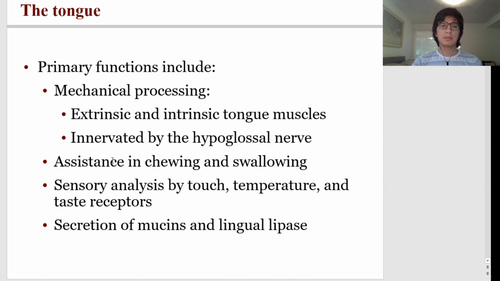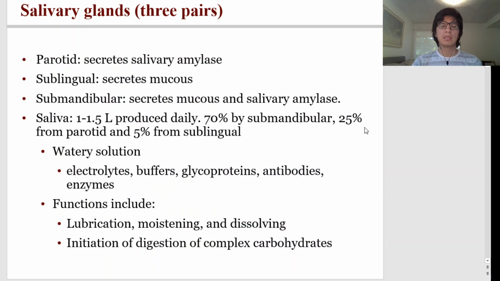Within the tongue you will have analysis of touch, temperature, and taste receptors. You would also have at this level secretion of mucins and lingual lipase by the tongue. This will help lubricate the food and initiate the digestion of lipids.